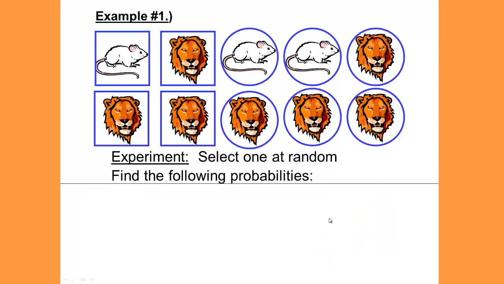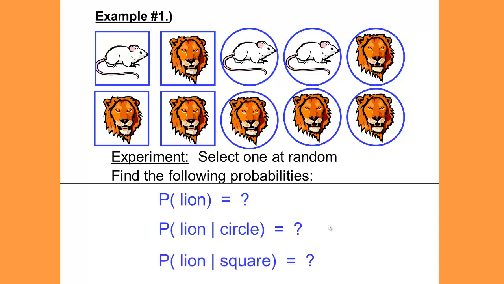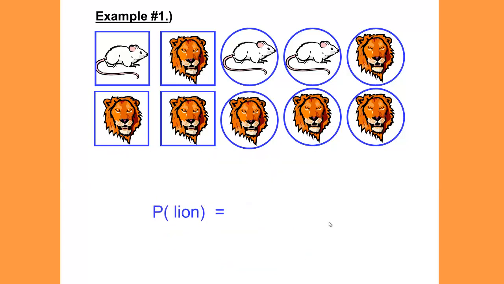Okay, let's look at example 1. The experiment is selecting one at random and find the following probabilities. We have lions and mice in circles and squares. The probability of a lion, the probability of lion given a circle, and the probability of lion given that it is a square. Again, remember that we want to tackle our problems one at a time and not get confused by looking at too much of the problems at once.